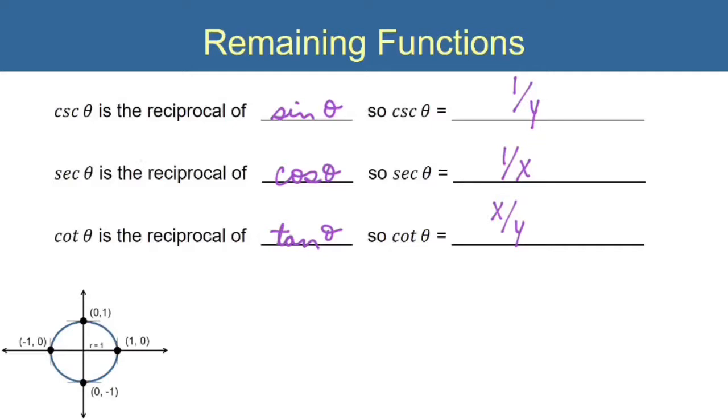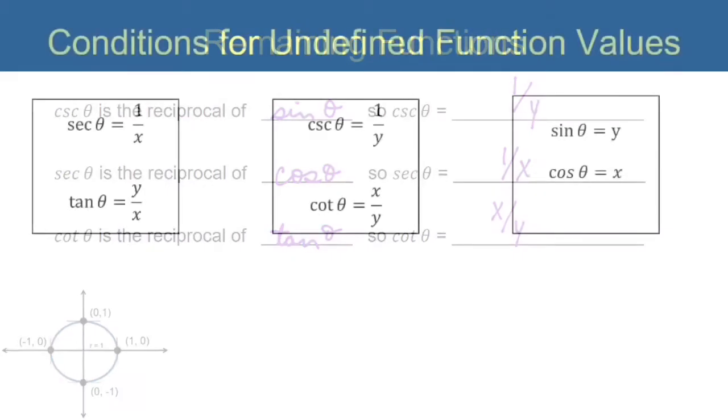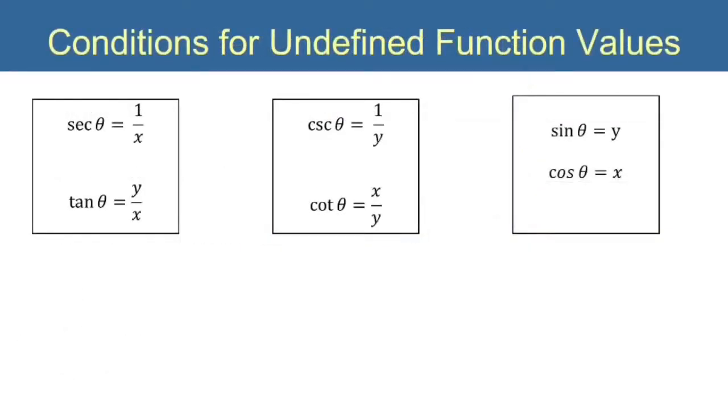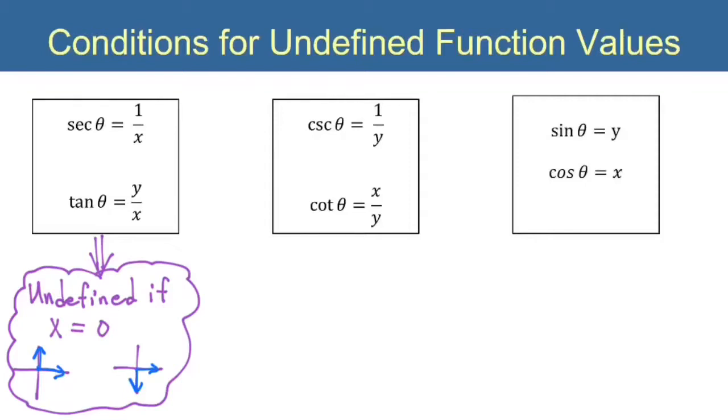Now, of course, you've noticed already that sometimes tangent is undefined. Well, all three of these functions can also be undefined at times. So now we're going to think about which functions are going to be undefined under which circumstances. What makes a function undefined is if its denominator equals 0. So secant and tangent both have x in the denominator. Therefore, secant and tangent are both undefined if x equals 0.